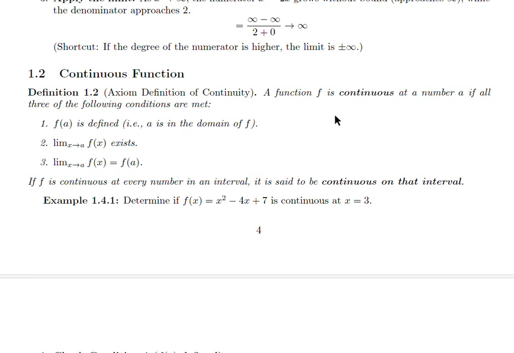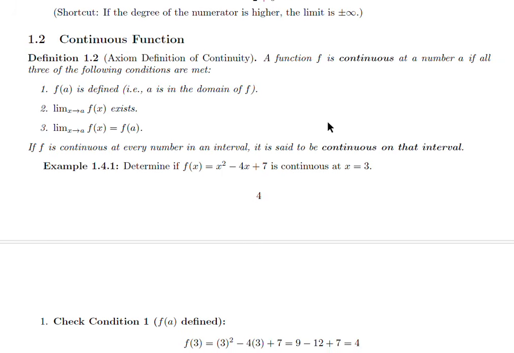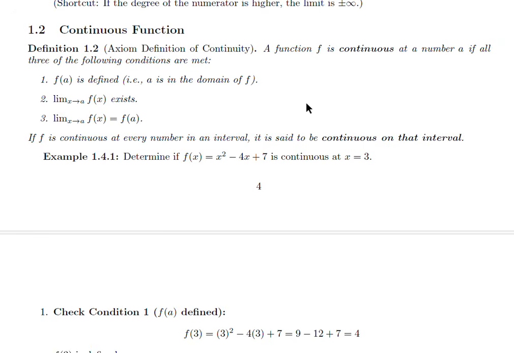Now there's a concept called continuous functions. We'll just rush through it briefly, and then the next thing you'll be seeing is differential calculus. What is a continuous function? A function f is continuous at a number a if all 3 of the following conditions are met. The first condition is f of a must be defined, and the second condition is that the limit of f of x as x approaches a must exist, and finally the limit of f of x as x approaches a must be equal to f of a itself.